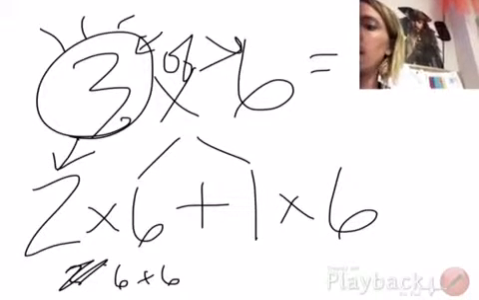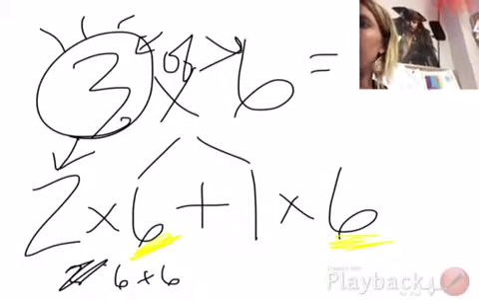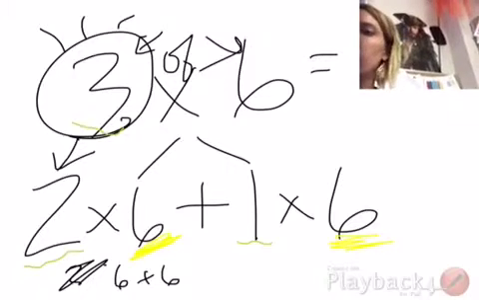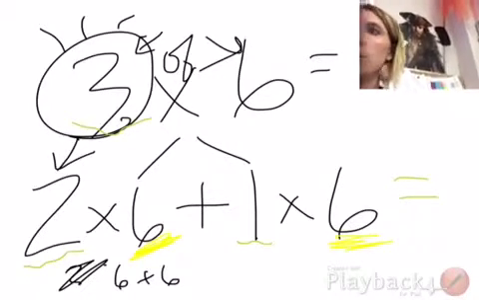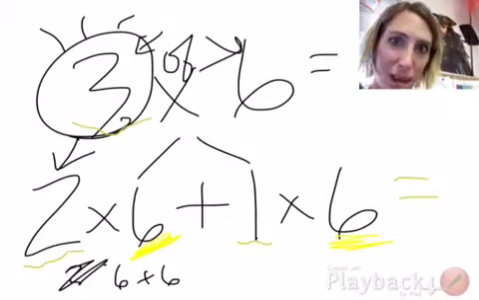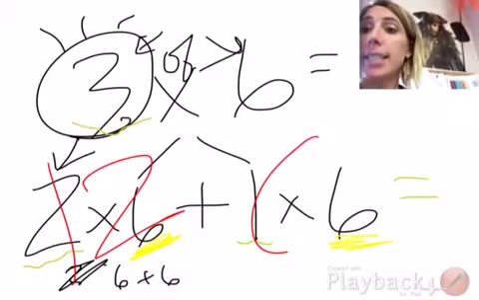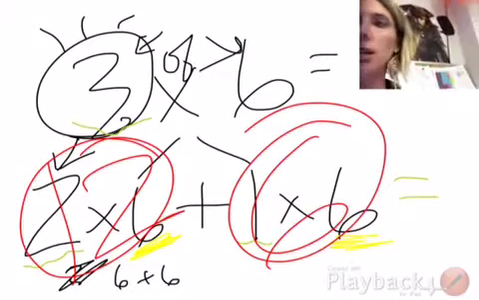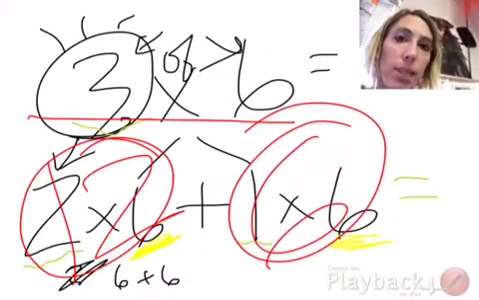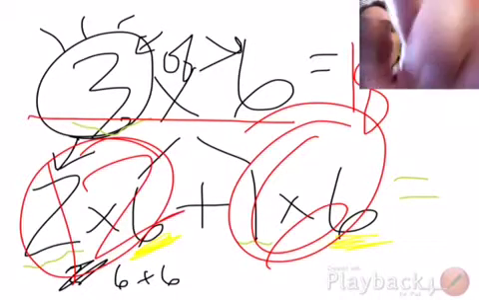Okay? Look at what stayed the same. The 6. And then I have 2 of them and 1 of them, which makes 3 of them. All right, now we got this. 2 times 6, that is what? 12. And 1 times 6 is 6. So when I add my 2 products together, I get what the product of 3 times 6 is. 18.